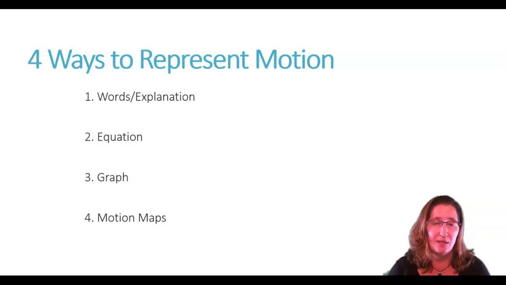So there's a separate video that's not one that I've made, but a different video that I'm going to assign that will explain motion maps a little bit better, and we'll do some work with those. Out of the 4 representations, motion map is used sometimes, so you need to be able to understand them, but it's probably the least powerful way to represent motion.